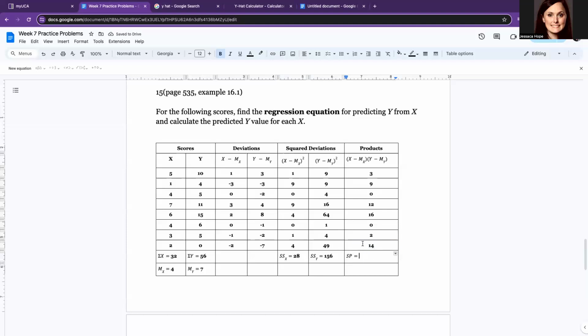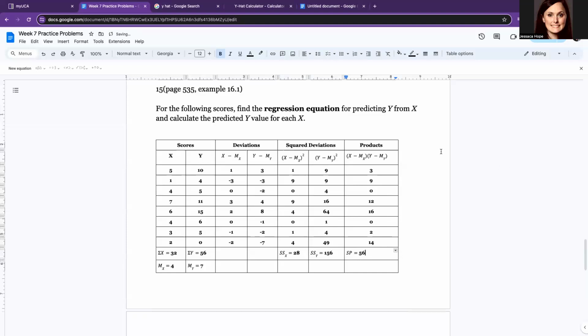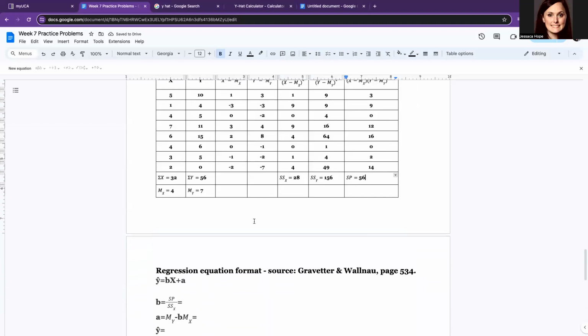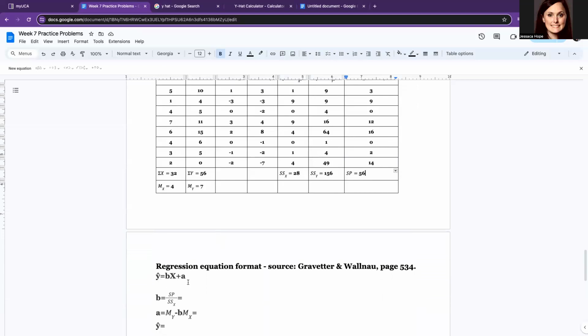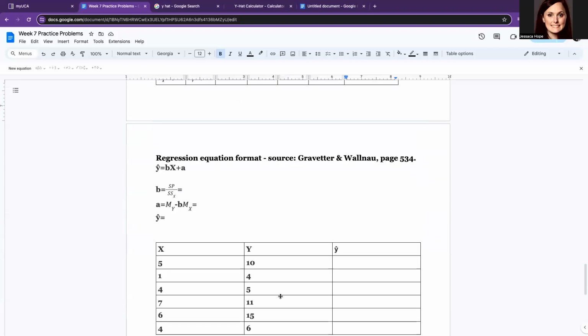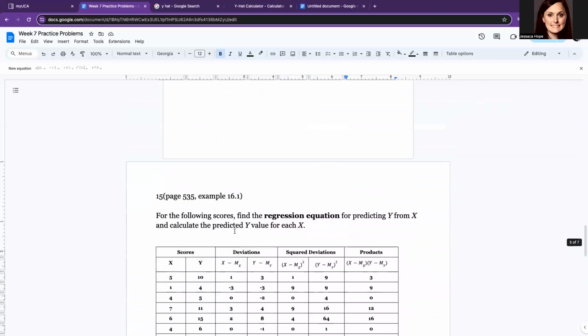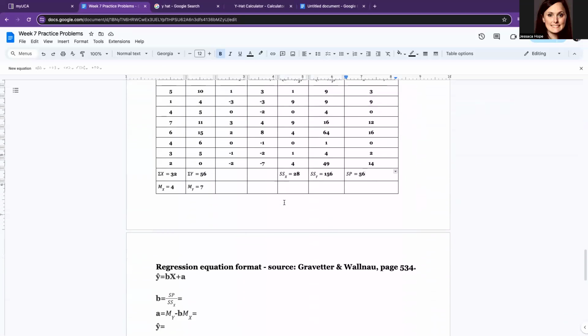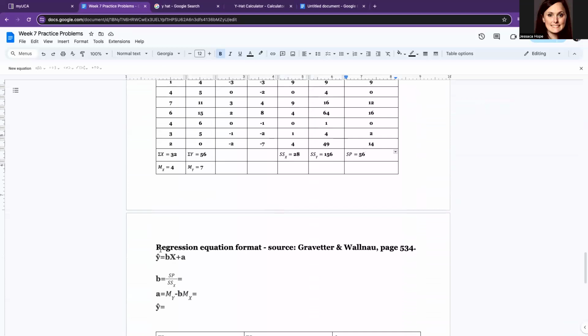So your SP is going to be these added together. So 12, 24, 40, 42, 56. So your regression equation format on page 534 tells you that y hat is equal to bx plus a. So we have to figure out what b and a are in order to have a regression equation, and in order to tell what the predicted value is for each x. Because remember, y hat is a predictive value.